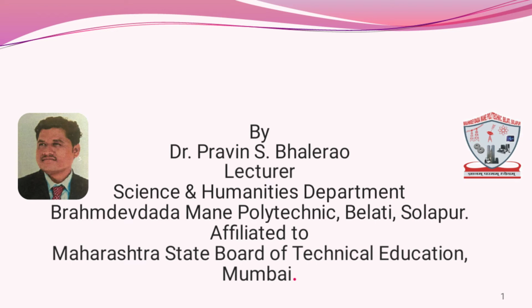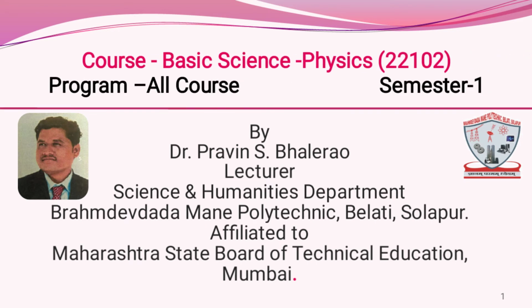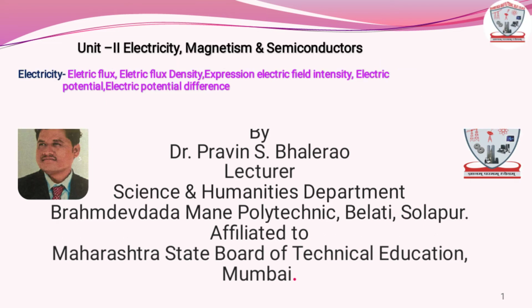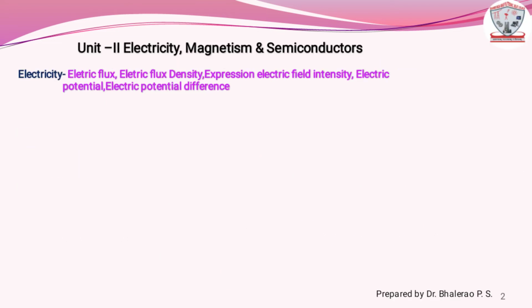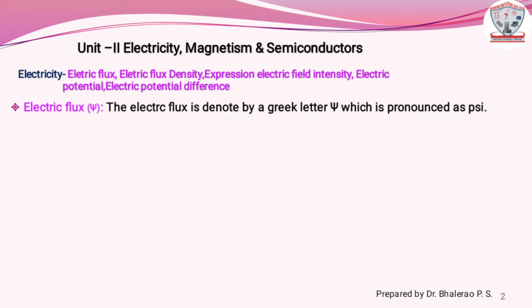Myself Dr. Prof. Bhalerao. Today we are going to discuss the course Basic Science Physics. In this course, the second unit is Electricity, Magnetism and Semiconductor. In this unit, the first topic, electricity, includes electric flux density, expression of electric field intensity, and electric potential difference. First, electric flux.